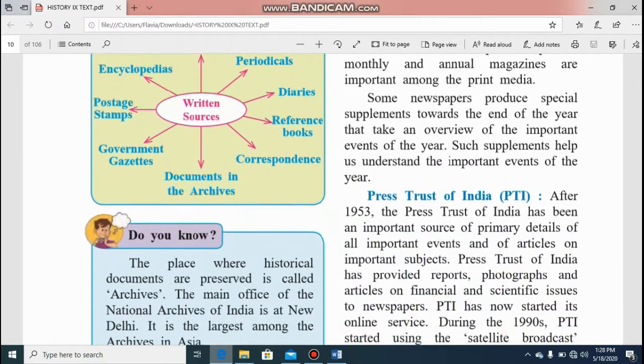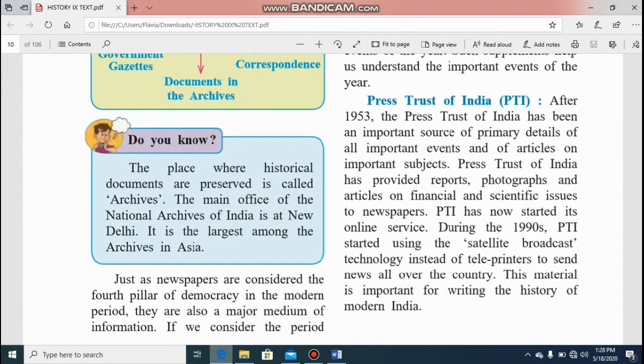Press Trust of India, PTI, is India's prominent news agency established in 1953. The PTI has been a source of all basic details, be it important events or articles on important subjects. The PTI provides reports, photographs, financial articles, scientific issues to newspapers. PTI has now become an online service and has started using satellite broadcast technology after 1990 to send news all over the country.